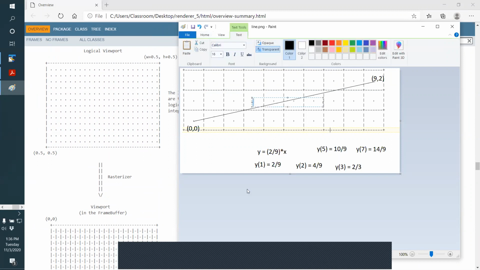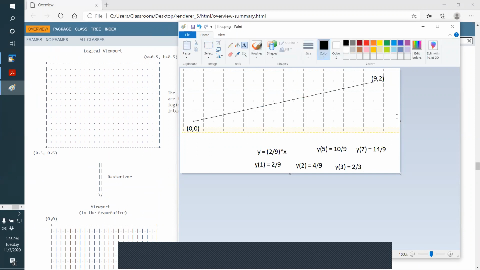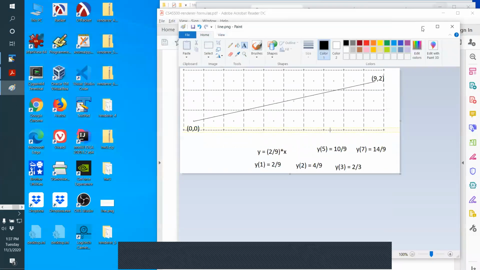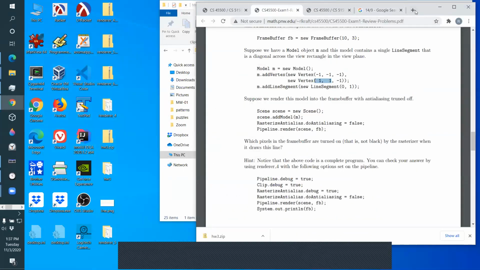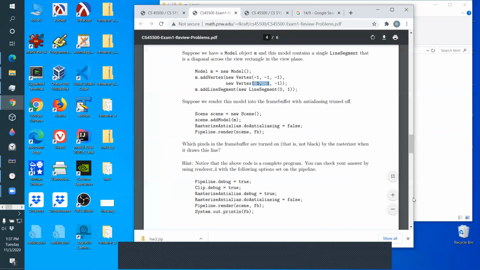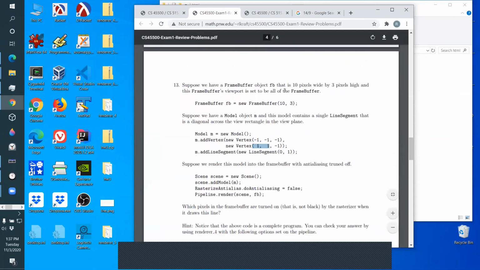Sometimes we think of them as separate entities. Sometimes we just put one on top of the other and treat them together as the pixel plane and the pixels together. Logical pixels, physical pixels. Other questions about this one? What about other problems from the review? That was a real good one. That's one of the problems.